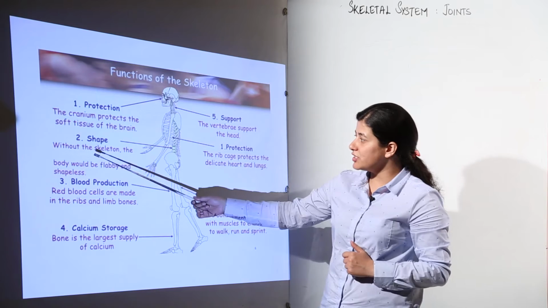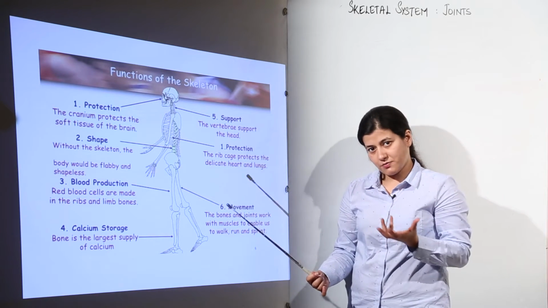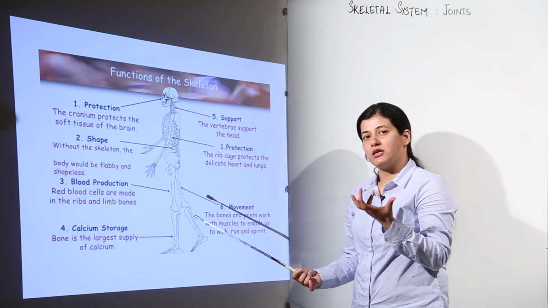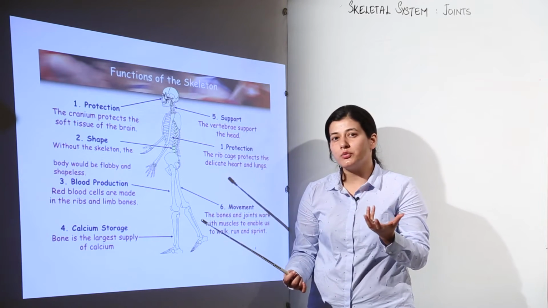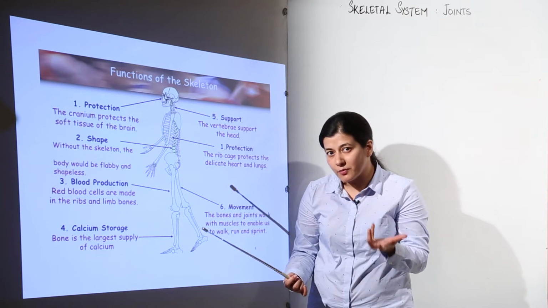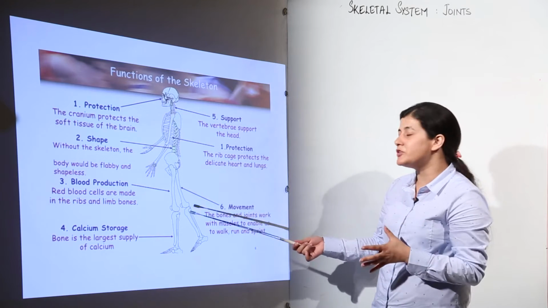Then the second function is the shape. Our body would be a lump of meat, basically. It would be a slimy meat mass, as you see in the case of a snail, or you would see in the case of an earthworm. It would be like that if it did not have a skeleton. So it is providing a shape to the body.